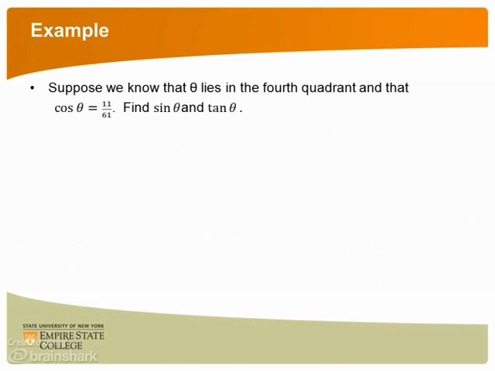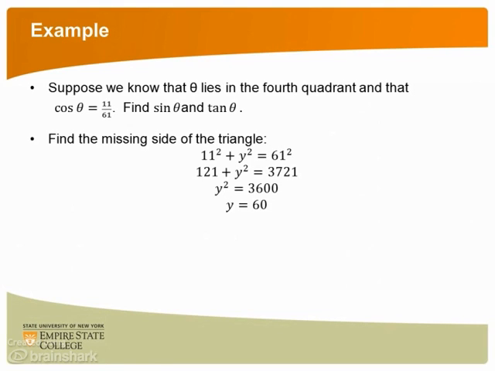Suppose we know that theta is an angle terminating in the fourth quadrant, and that cosine of theta equals 11 over 61. We want to find the values for sine of theta and tangent of theta. First, we have to find the missing side of the triangle, which is the y value of the point. We do so using the Pythagorean theorem, except we know the value for the hypotenuse. Plug in, square, subtract, and take the square root to find y equals 60.